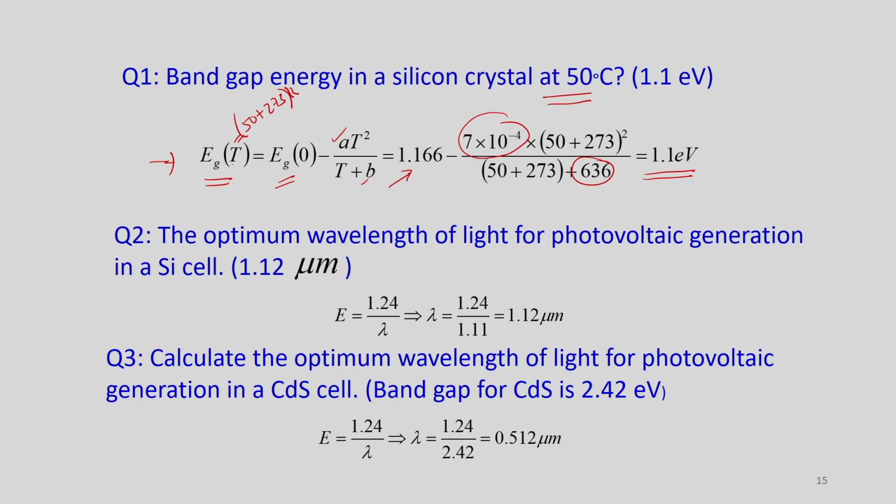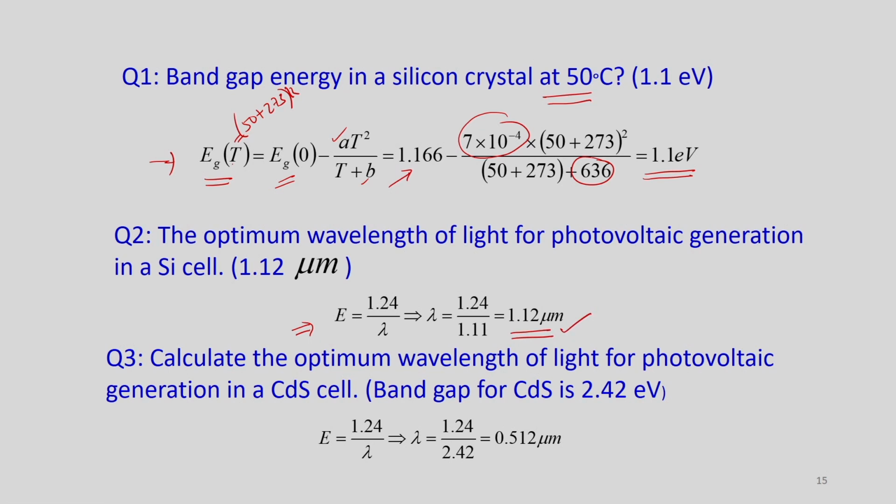In the second question, maybe the optimum wavelength of light for photovoltaic generation in a silicon cell. What will be the optimum wavelength of light if we use silicon cells? We can use the relation we already know, E equals 1.24 by lambda, where E is in electron volt and lambda is in micron. Once we know this E value, we can substitute here and get the optimum wavelength of light for photovoltaic generation.